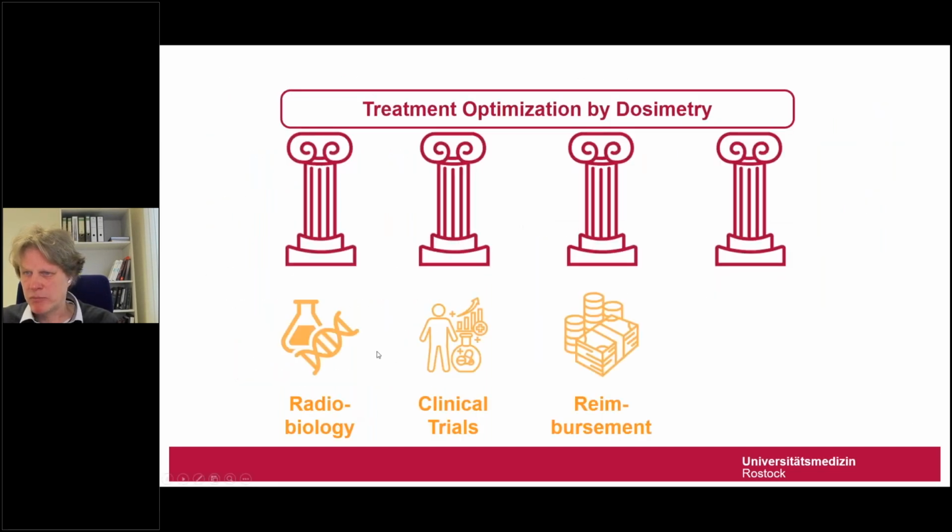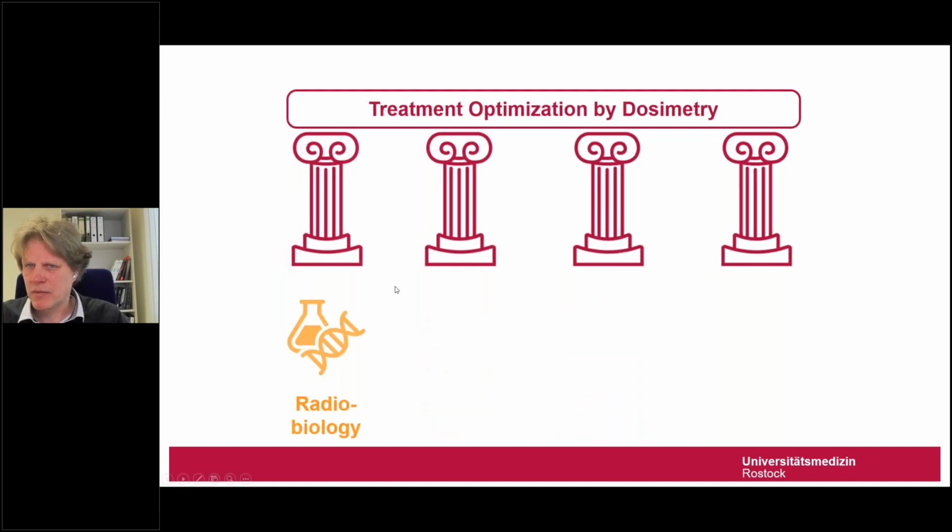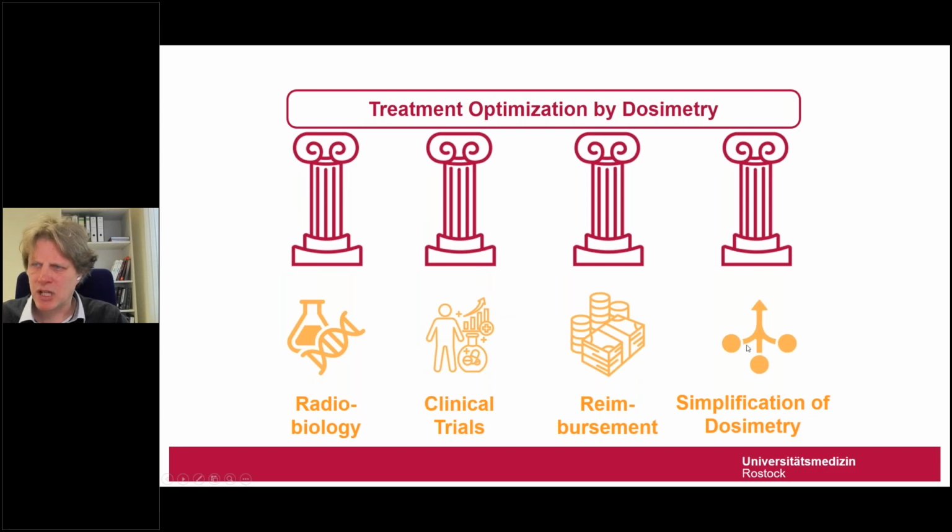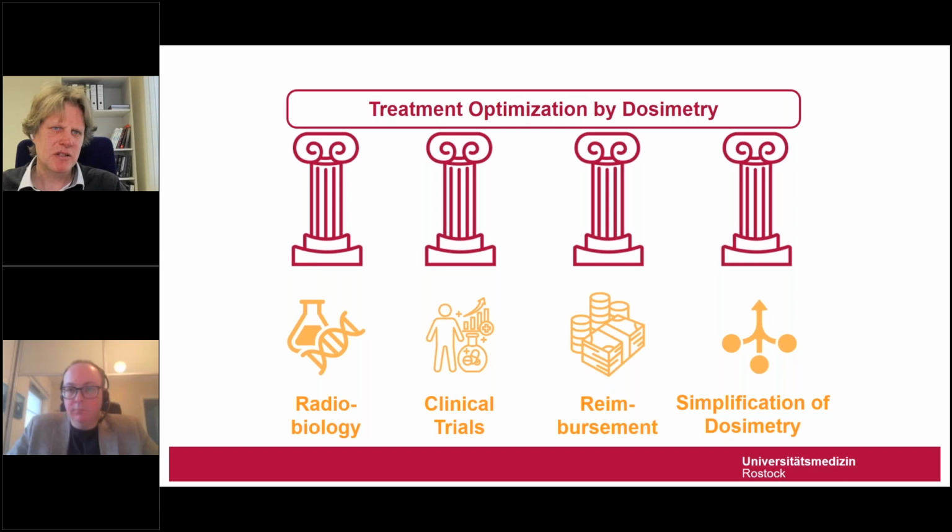The third pillar is reimbursement of dosimetry. This is a very often and very critically discussed issue, and it is also specific for the different countries. Therefore, I will not tackle this. And the fourth pillar, in my opinion, is the simplification of dosimetry to make it available in clinical routine and to facilitate the more intensive use of dosimetry in clinical routine. So thank you very much, and hopefully there will be some minutes for a discussion.